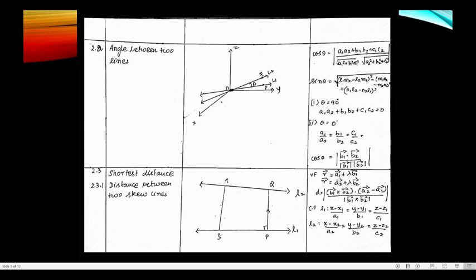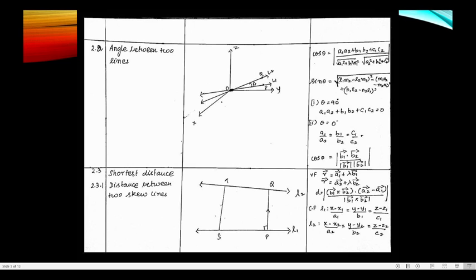In terms of sin theta, which is equal to root of (L1 M2 minus L2 M1) the whole square plus (M1 N2 minus M2 N1) the whole square plus (N1 L2 minus N2 L1) the whole square. And special cases: when theta is 90 degree, a1 a2 plus b1 b2 plus c1 c2 is equal to 0. When theta is 0 degree, a1 by a2 is equal to b1 by b2 is equal to c1 by c2.